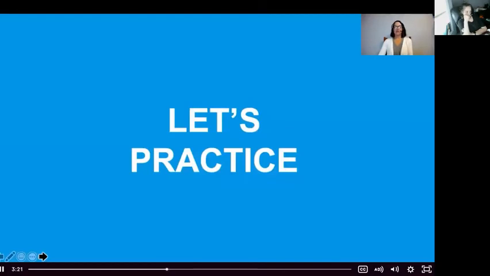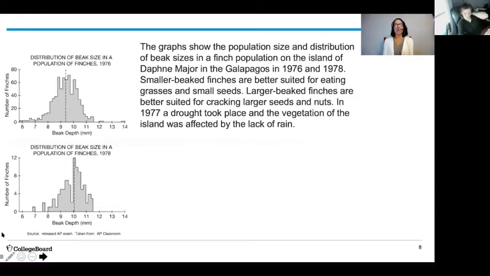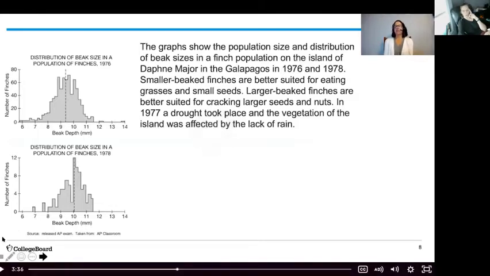Let's do some practice. So we have some graphs here. I think you maybe have talked about the Galapagos Islands and the finches that lived there before. These graphs show the population and size distribution of beak sizes in a finch population on Daphne Major, an island in the Galapagos Islands where Darwin studied. This is the part where we're about to use our whiteboard. So please pay attention and read the graphs, and then we're going to pause it, and I'm going to have you assess the graph. And we have two different years of data, 1976 and 1978.